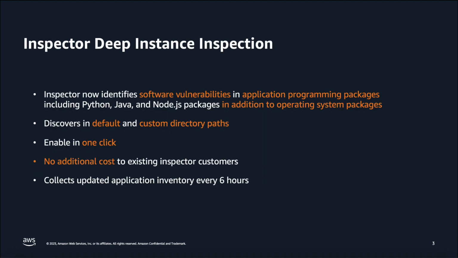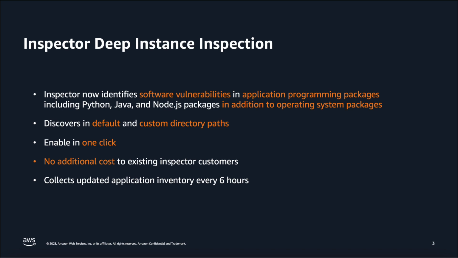Now let's dive into the deep inspection feature of Amazon Inspector. With the deep inspection feature, Inspector identifies software vulnerabilities in application programming packages, including Python, Java, and Node.js packages, in addition to operating system packages. Inspector discovers these application programming packages installed in default directory paths, and also allows customers to provide additional custom directory paths for Inspector discovery.